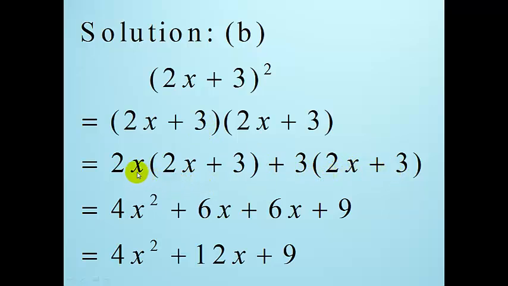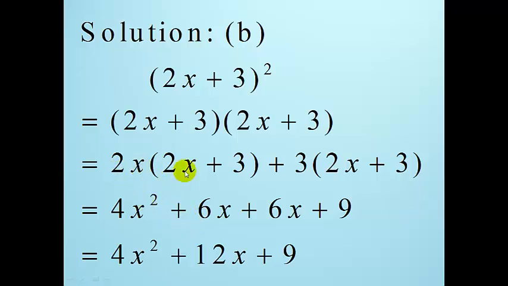Now let's expand. 2x times 2x. So we first multiply 2 by 2, and 2 times 2 is 4. Now we have x times x. That is x squared. Take note that the exponent of this x is 1, and the exponent of the x here is also 1. According to indices, if you are multiplying, because they are of the same base, we keep the base constant and add the exponents. So 1 plus 1 equals 2. And that is how come we have x squared.